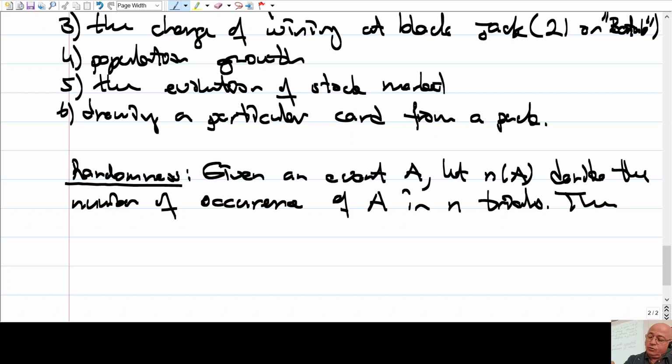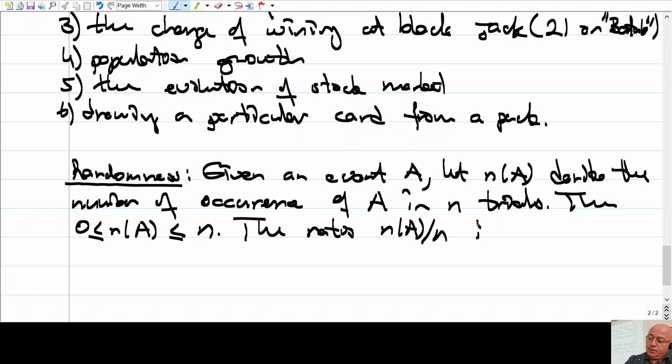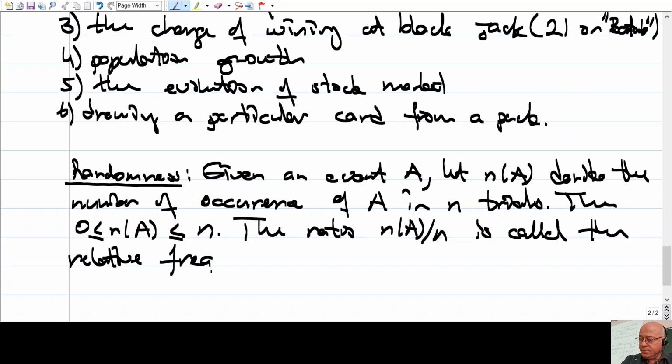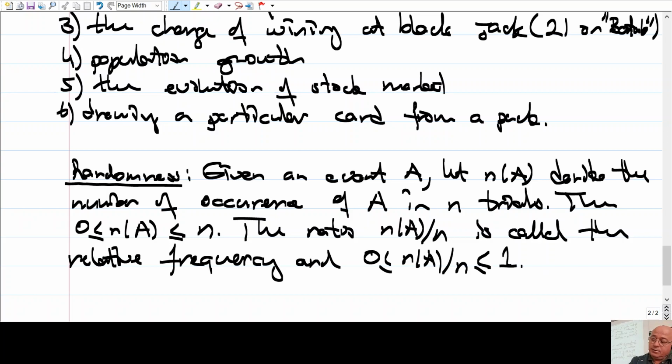Then of course N_A will be between 0 and N, right? You try this N times, and the number of times you have the event A, so you pick the particular card, will be of course less than or equal to N, right? The ratio N_A over N is called the relative frequency, and of course it is less than or equal to 1 and it is always non-negative.